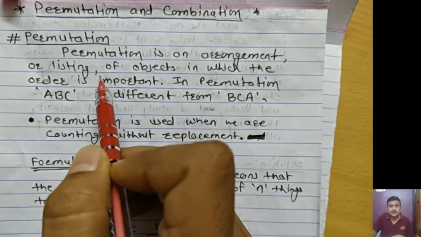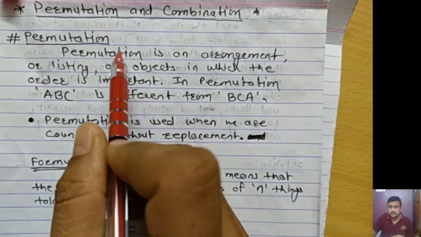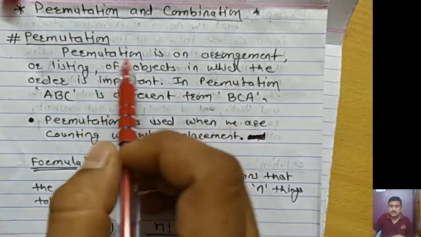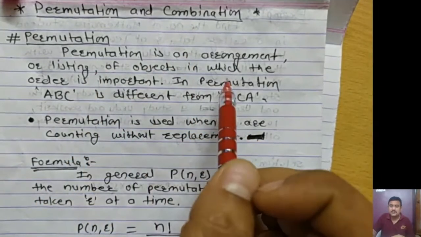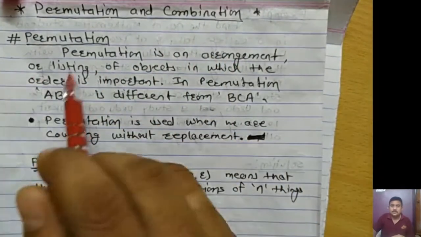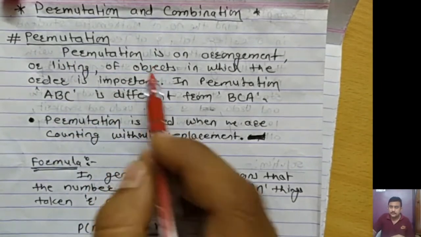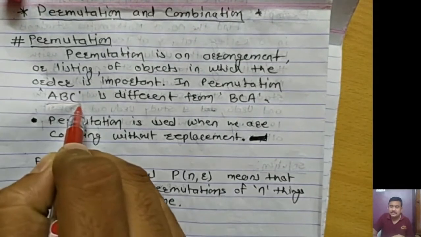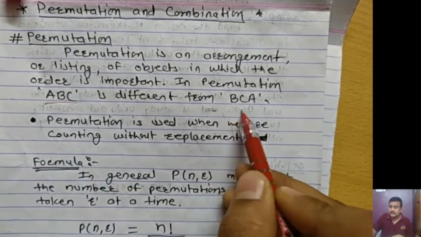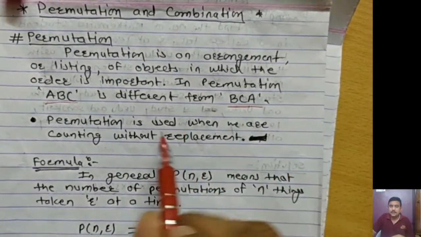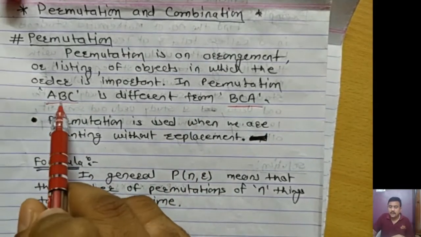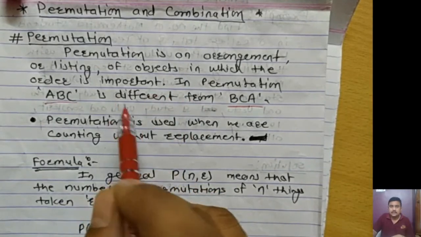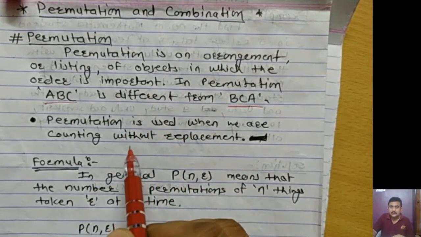Hello students, today in this session we are going to learn permutation and combination. Permutation is an arrangement or listing of objects in which the position of the elements or objects is important. For example, the arrangement ABC is different from BC because the position of A, B and C is different in both these words. That's why in permutation arrangement is important.